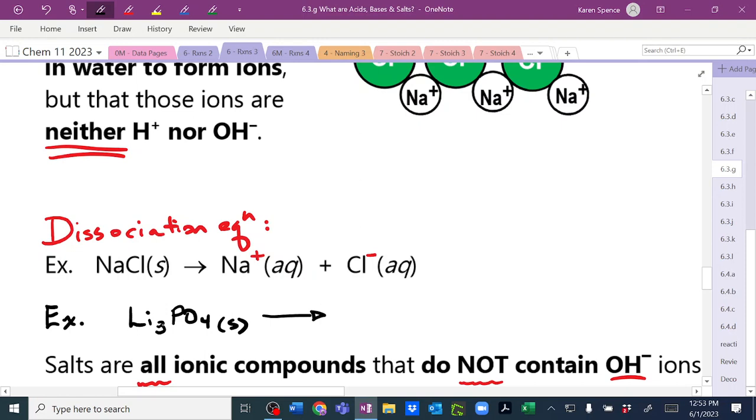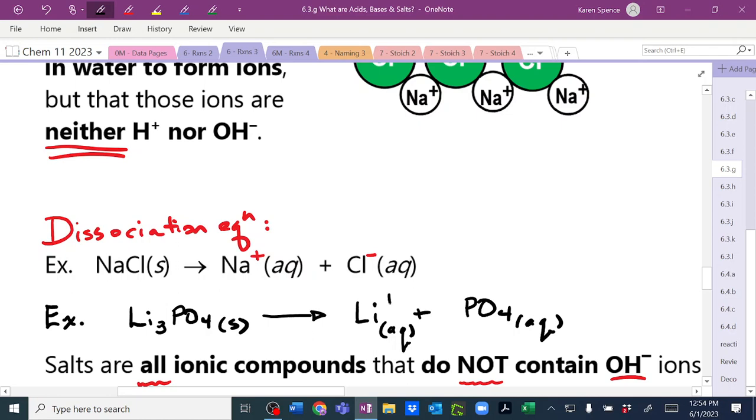I would have to separate them. Who are the 2 ions? Lithium, Li, and PO4. Now, in order for this to be a proper dissociation equation, what do I need to include on that Li and on that PO4? I need to include the aqueous, and I also need to include the charge, yes.